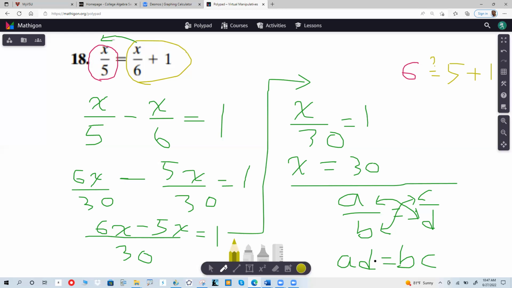Very easy to check. When you do something like this on the exam, make sure you check it before you say submit.